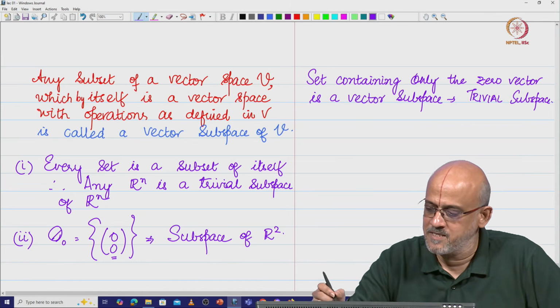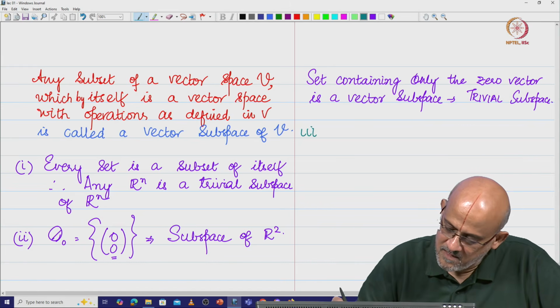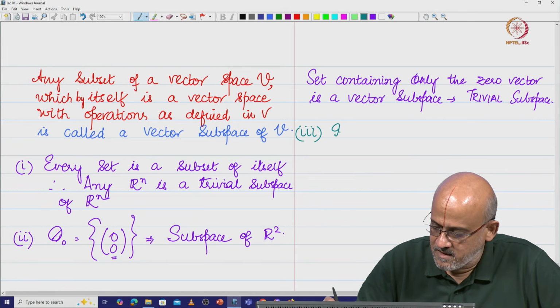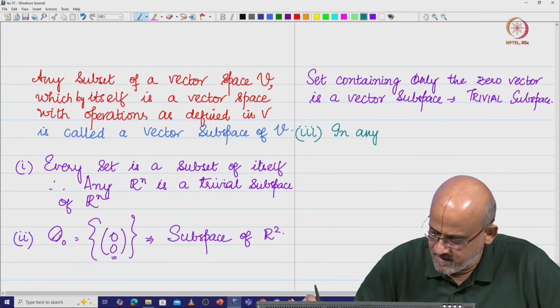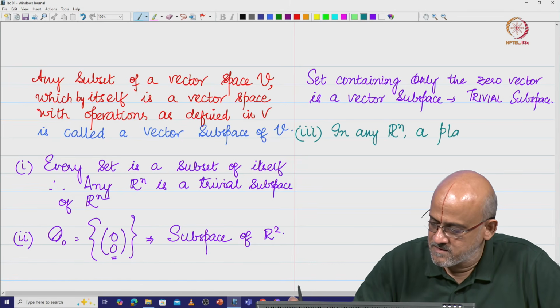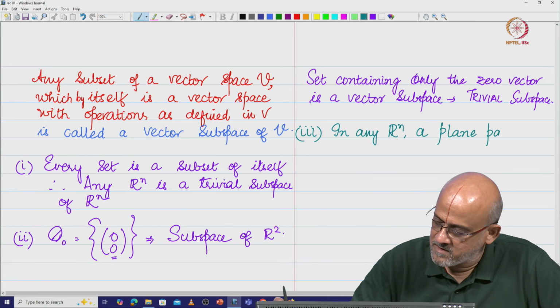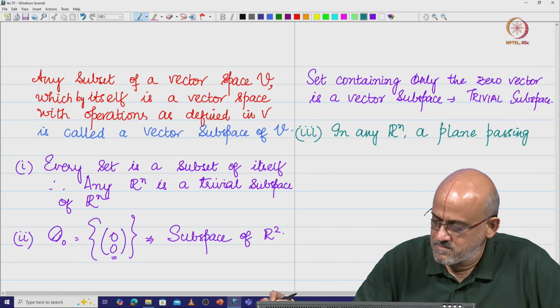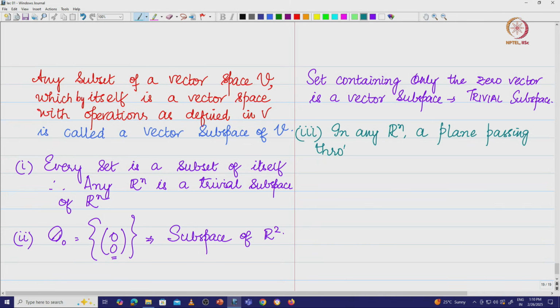Now in a higher dimensional space we are going to make the statement: in any Rn, a plane passing through the origin is a vector subspace.